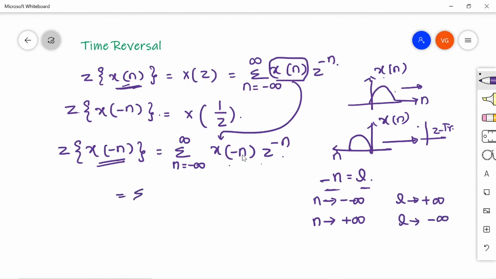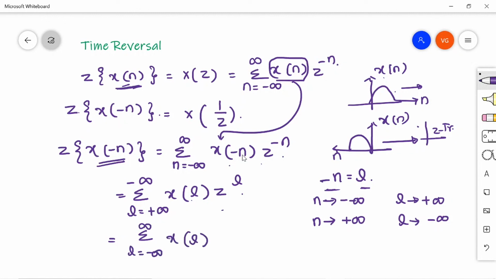This can be written as, in terms of L I am writing. So L is running from now plus infinity to minus infinity. X of minus n, minus n I have assumed as L. So x of L, z power L, right? So now this I can write it as, by changing the order of summation here, L is running from minus infinity to infinity, x of L. This I am writing z power minus 1 whole power minus L. Right? So minus 1 into minus L is nothing but L.